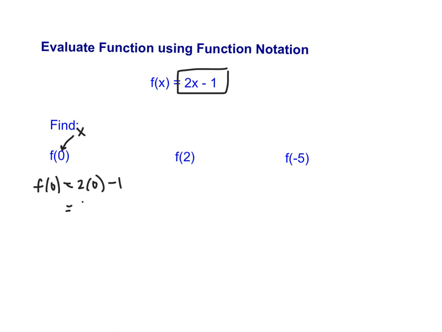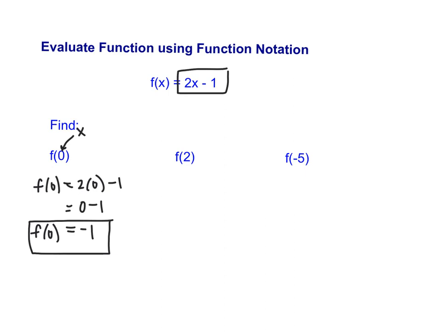So 2 times 0 is 0 minus 1, and we get negative 1. So our final answer would say f of 0 equals negative 1. So if someone were to walk in the room and see this statement, here's what they would know. They would say, oh, you plugged a 0 into your f function, and you got back a negative 1. This is your input, this is your domain, this is your x, and what we got back is our output. This is our range, this is our y value.